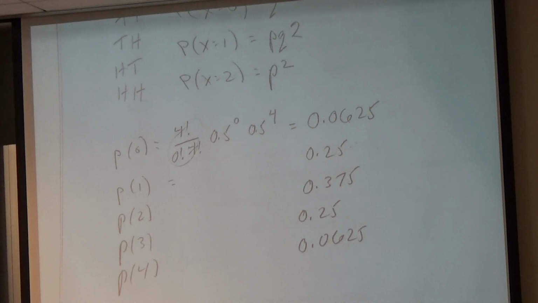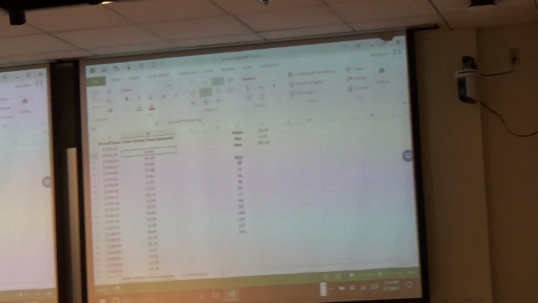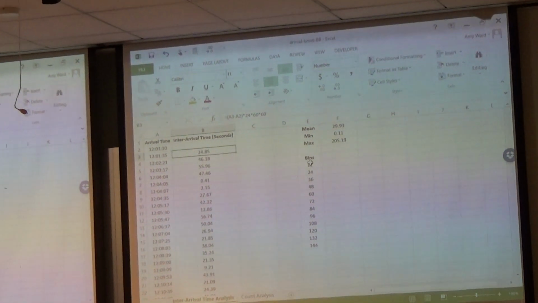So in column B, I'm getting 12:01:35 minus 12:01 and 10 seconds, and that tells me that there's 24.85 seconds between those two customer arrivals. I want this distribution for each interval. So let's do a histogram plot.